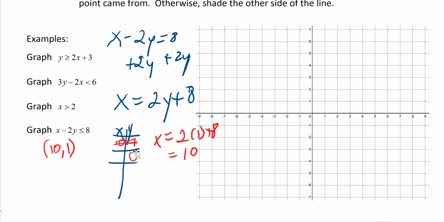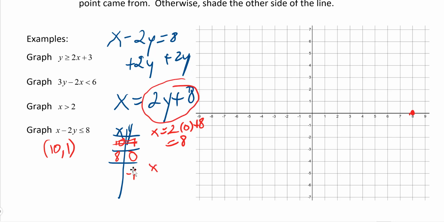So I'm going to plug in 0 for y. When I plug in 0 for y, I'm going to get x equals 2 times 0 plus 8. So x equals 8. And I can certainly plot the point 8, 0. So in this case, I'm going to need to plug in some negative numbers for y. So let me plug in -1 for y. When I plug -1 into that, I get x equals 2 times -1 plus 8. So x equals 6. So there's my other point, 6, -1. And now that I have my 2 points, I can draw the graph.